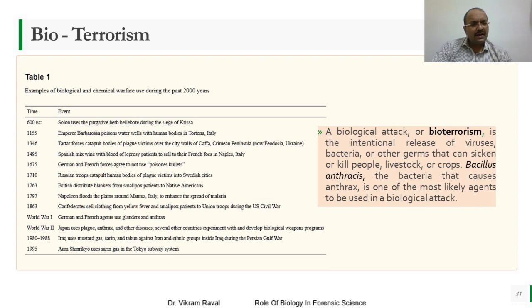So a biological attack or bioterrorism is an intentional release. I forgot to bold this, but it is intentional. It is not unintentional. It is definitely an intentional release of any biological product. That is, it may include a virus, bacteria, or any other germ that has the capacity to sicken or kill people, livestock, or even destroy crops. Bacillus anthracis, the bacteria that causes anthrax, is the most widely and likely agent to be used in a biological attack or biological warfare. Up till now it is widely used.